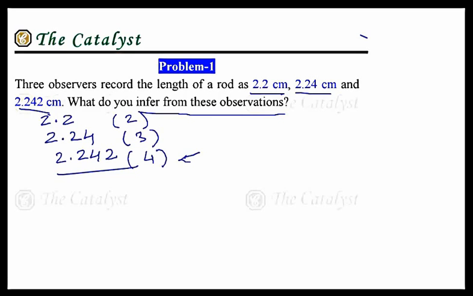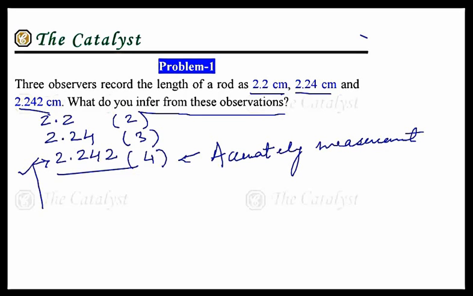This value is more accurately measured, and if it is measured more accurately, that means this instrument must be of higher precision and higher accuracy. The design involved in making the instrument with which this observation has been made must have been costly, the designs must have been higher.